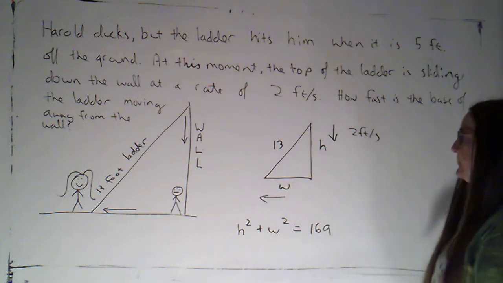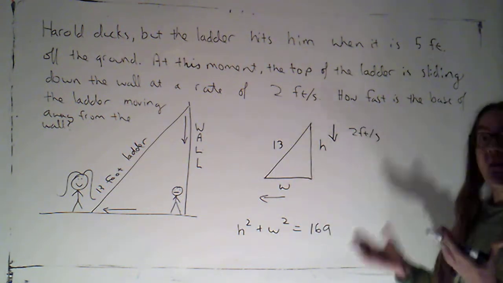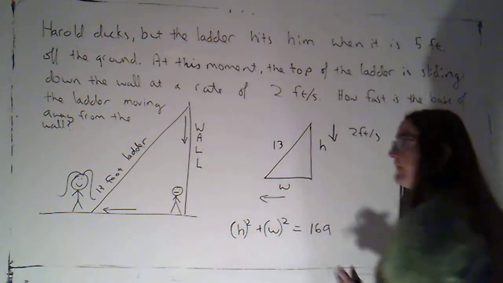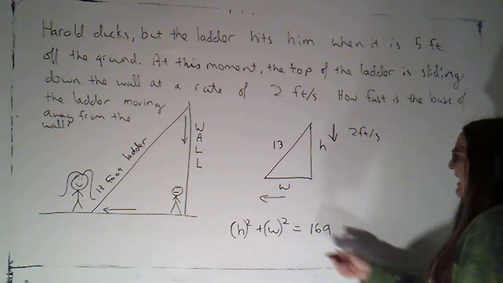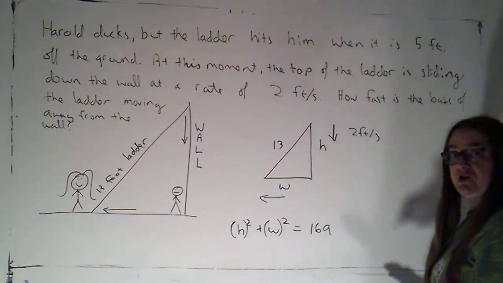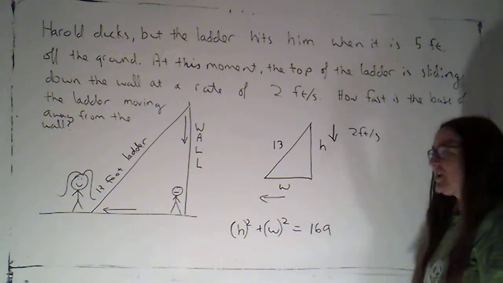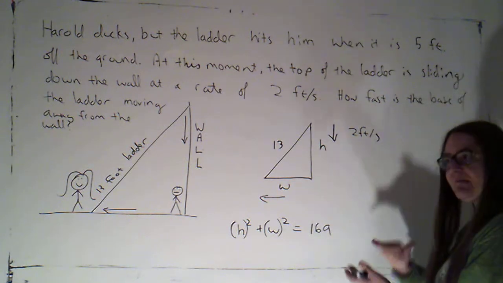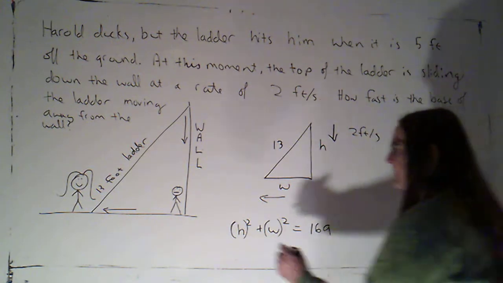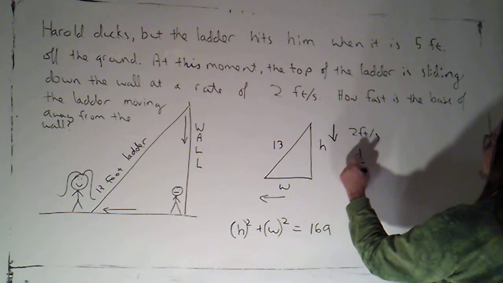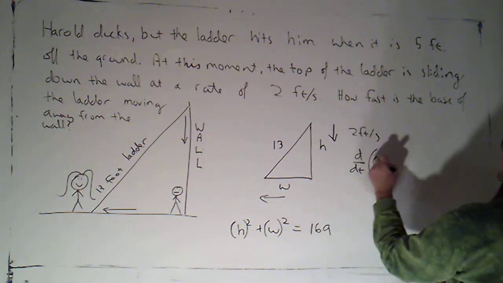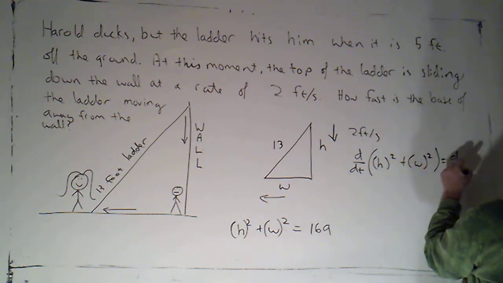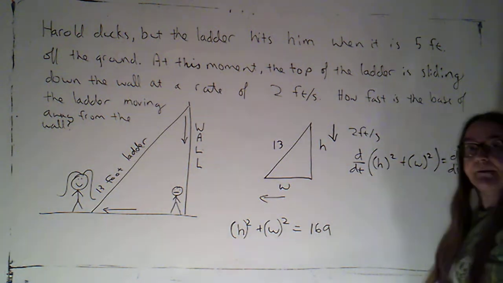Okay. Now, h and w are both changing, so they are functions of time. So each of these is a function composition. Now 169, that's not changing, but that just means it's a constant function of time. These two functions of time together always add up to that same constant number. So I'm going to take the derivative with respect to time of both sides: the derivative of h squared plus w squared has got to equal the derivative with respect to time of 169.